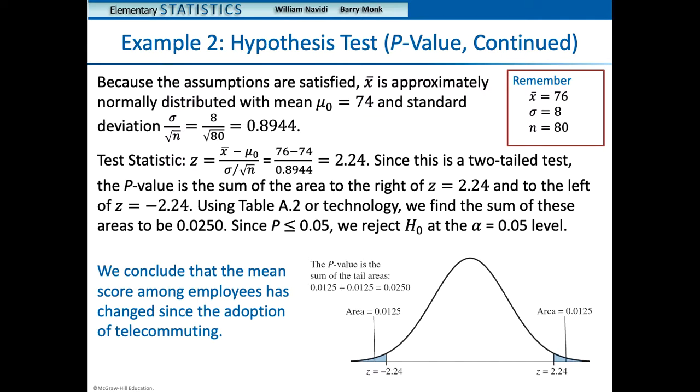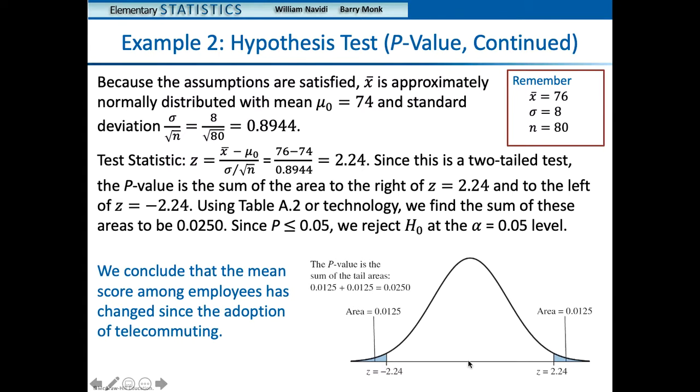Now, with a two-tailed test like this one, the p-value will be not just the area to the right of 2.24, but also the area to the left of negative 2.24. It'll be the sum of the area in both tails.